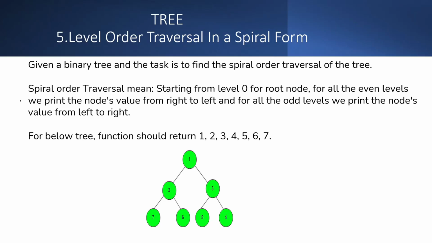Hello, welcome everyone to question number 5, level order traversal in a spiral form, from the topic trees in must-do coding questions for GeeksforGeeks. Just have a quick look at the question and we'll be discussing the approach soon.